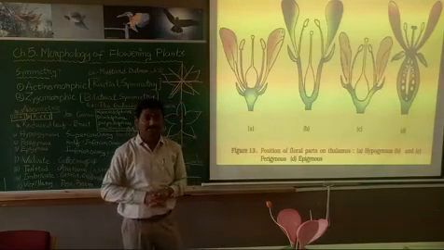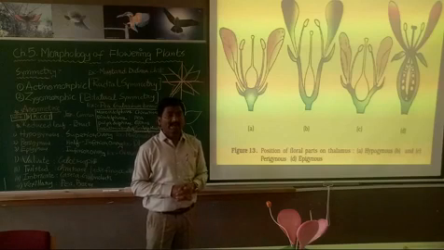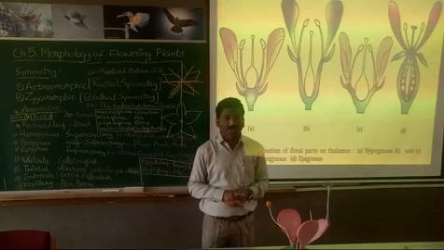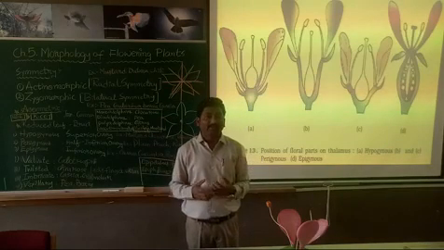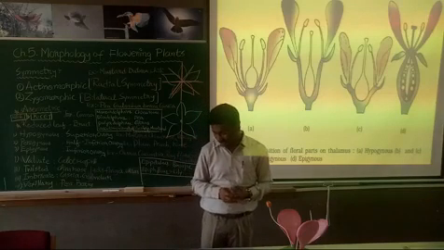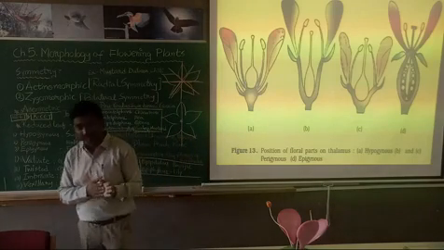Next, polymerous. Poly means many. There are some flowers like marigold, sunflower, lotus, etc. In all these flowers you can see more than 5 sepals, petals, stamens and carpels present. Such kind of flowers are called polymerous flowers.